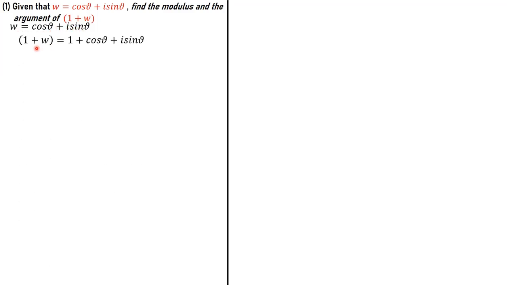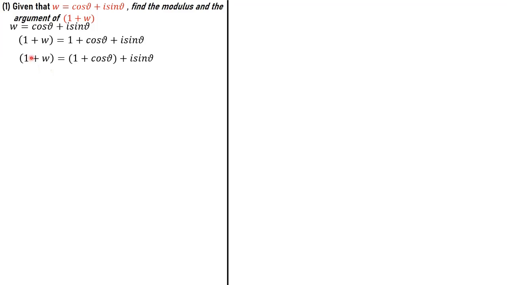In the first place, we are first of all going to find 1 plus omega, because 1 plus omega is going to correspond to our complex number, which we are going to find its modulus and its argument. So 1 plus omega is equal to 1 plus cos theta plus i sin theta. First of all, we are going to simplify by breaking it into its real part and its imaginary part.